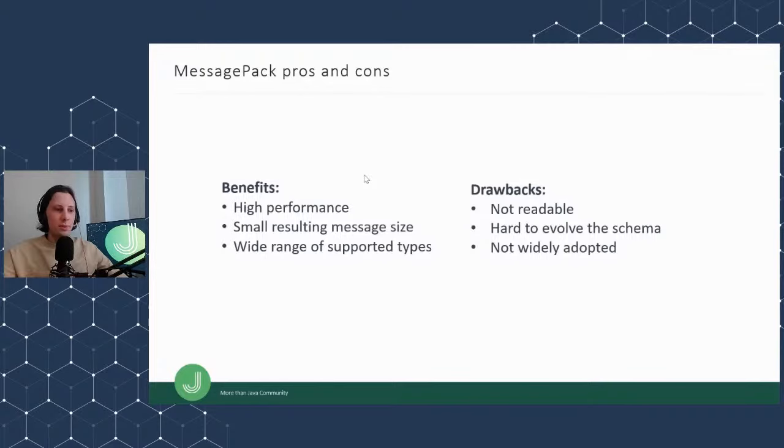What was the main problem of MessagePack? It was the fact that we couldn't securely evolve the schema. So what if we specify exactly what the schema is that we are serializing to and deserializing from? It will save us from a lot of problems.